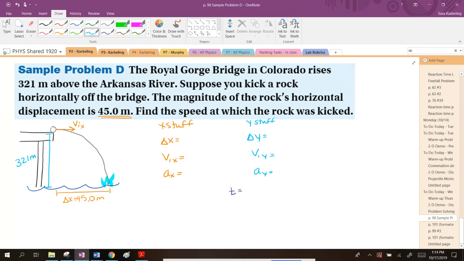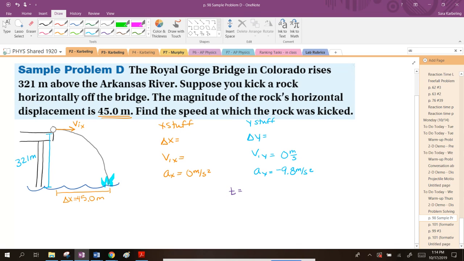I'm going to start with the easy stuff. I know the acceleration in the y direction is negative 9.8 meters per second squared. And I know the acceleration in the x direction is 0 meters per second squared. Again, those are kind of like your free spaces. You know those always, for sure. Because it's a horizontal launch, or a horizontal kick, really, that means the initial velocity in the y direction is 0 meters per second.